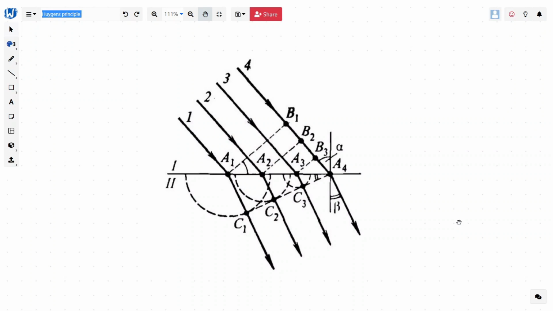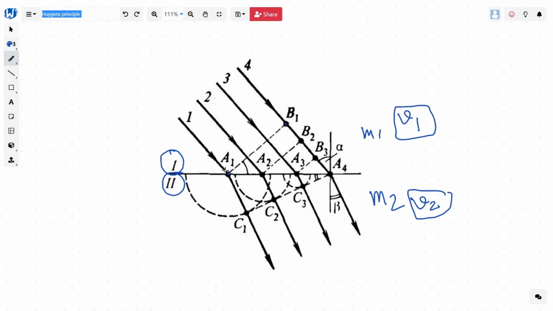Assume that a plane light wave is incident at an angle alpha on the surface A1, A4. So this is the surface, and these are the two media, medium 1 and medium 2. This wavefront, or rays of light 1, 2, 3, 4, are getting incident here. Ray number 1 meets A1 first, whereas ray number 4 has still not met far away at B1. Let's assume that the light travels in medium 1 at velocity v1 and in medium 2 at velocity v2.